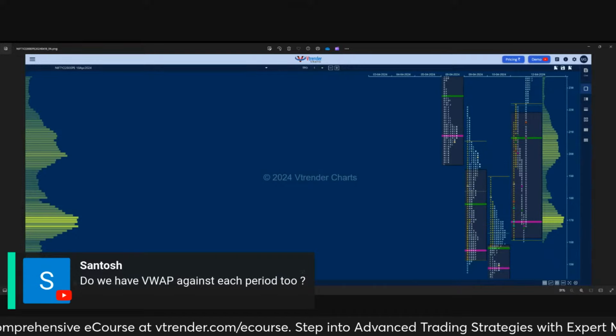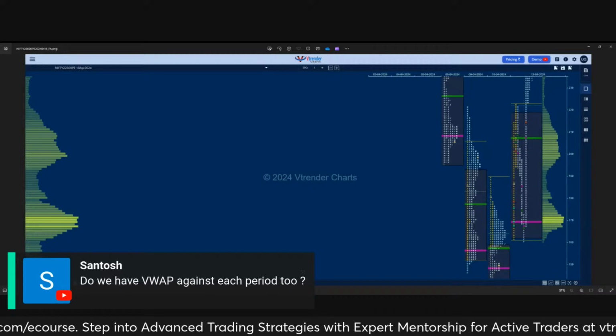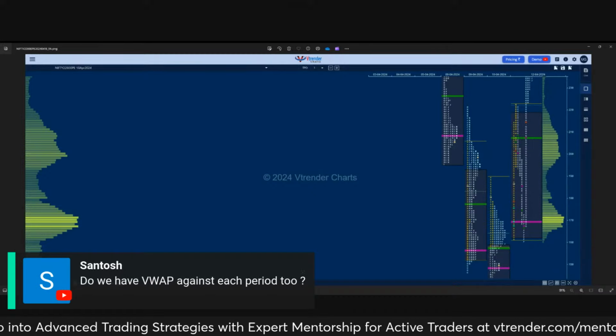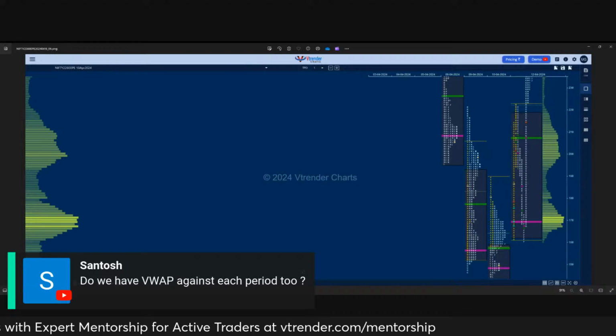Halfback are more used on spot charts because we don't have volumes there. But in futures, we have the POC and the VWAP of every TPO. So those can serve as important references.